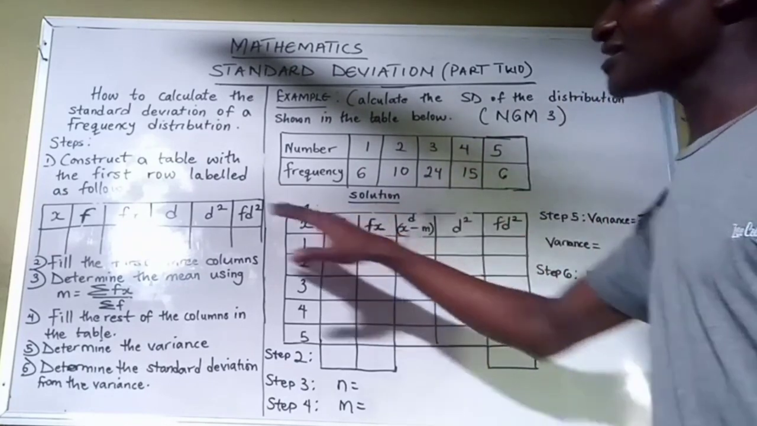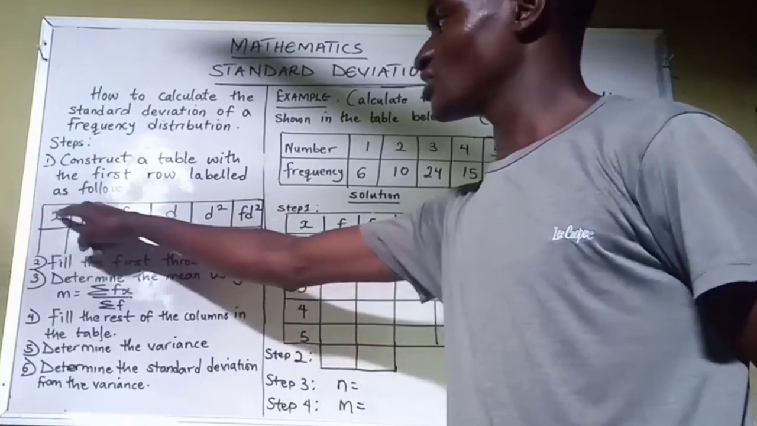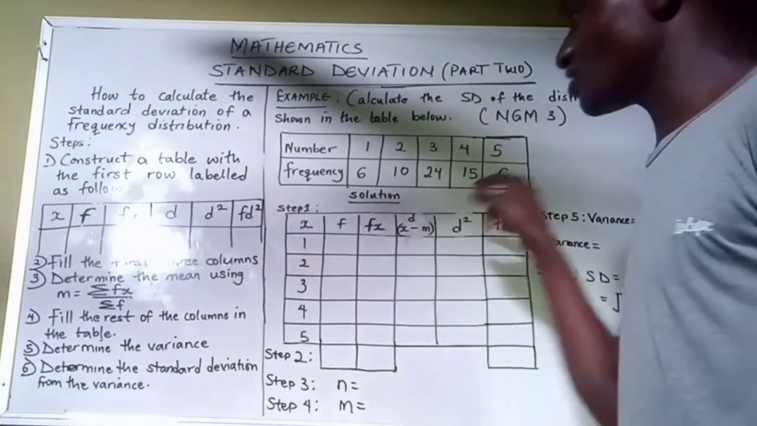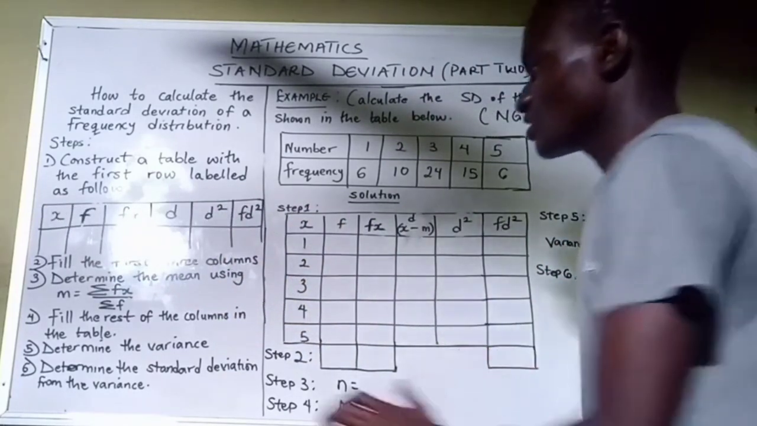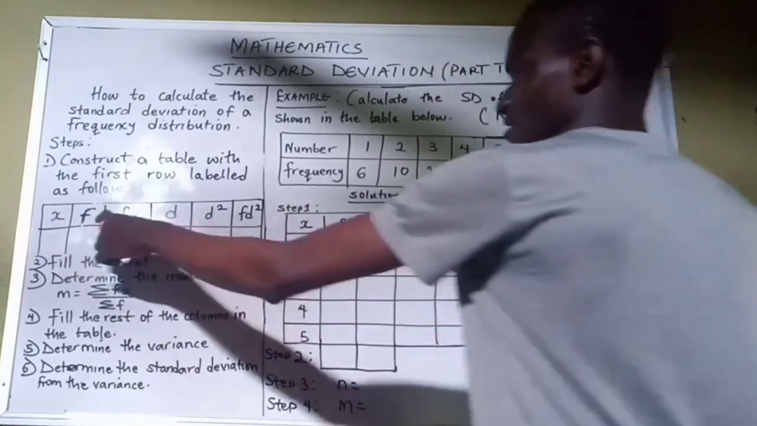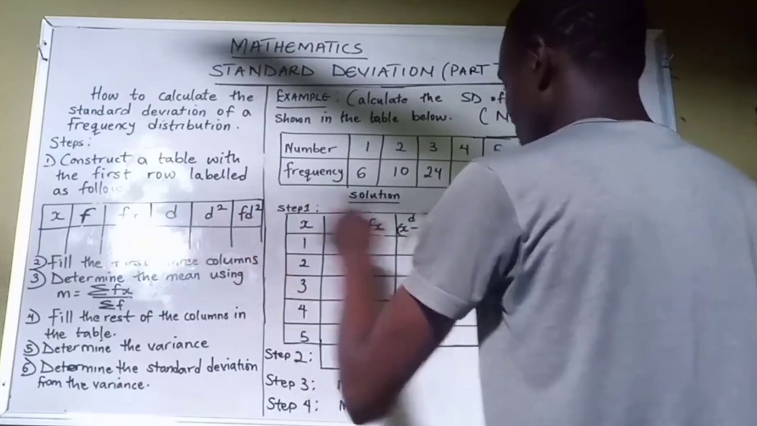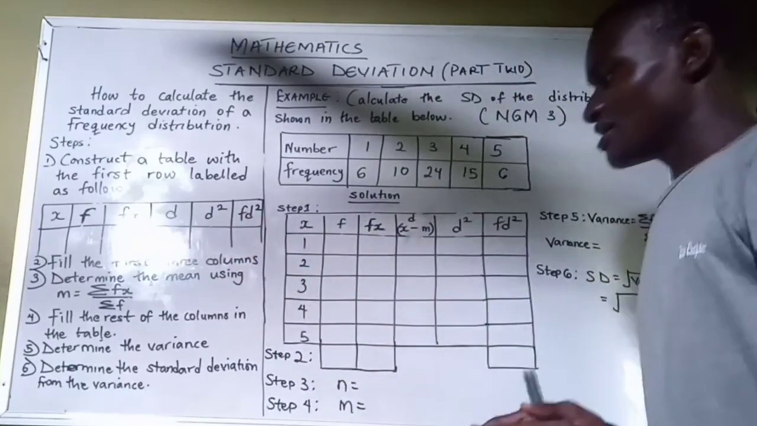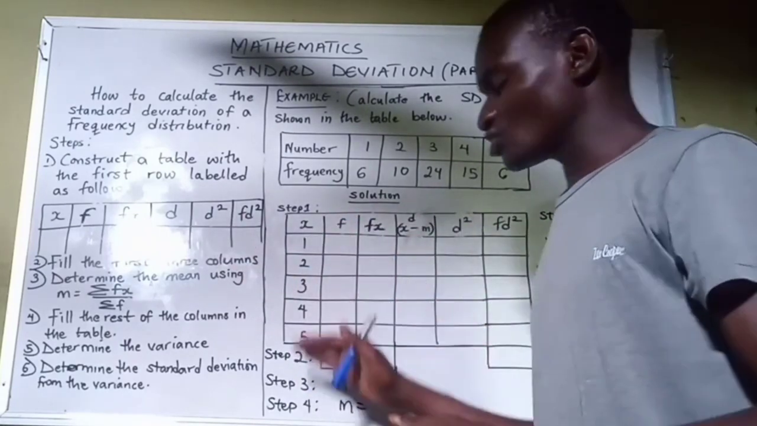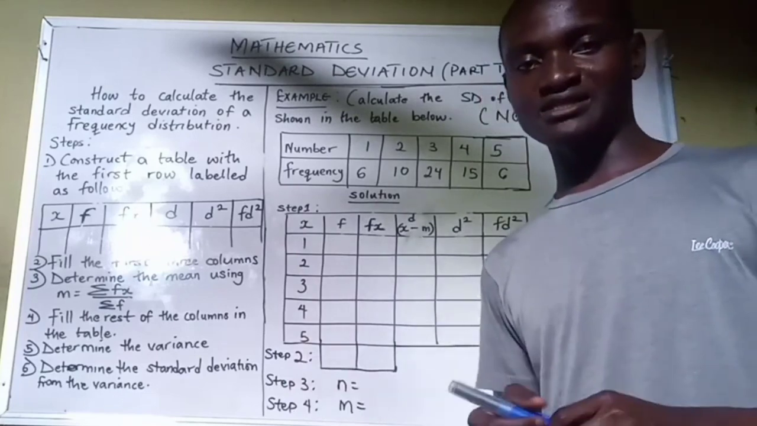Now, the first step is to construct the table with all these headings in the first row. If you take note, we have the X here, the F, the Fx, the D, the D squared, and the Fd squared. All these are what we need to be able to compute our standard deviation.